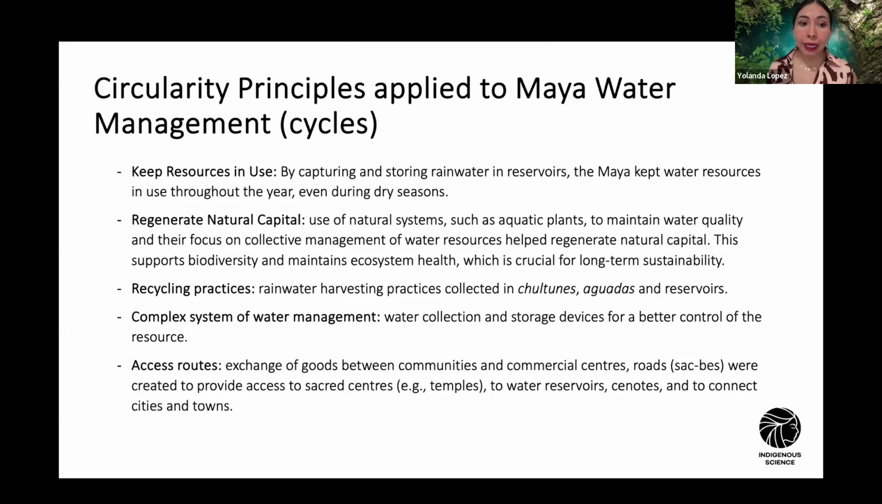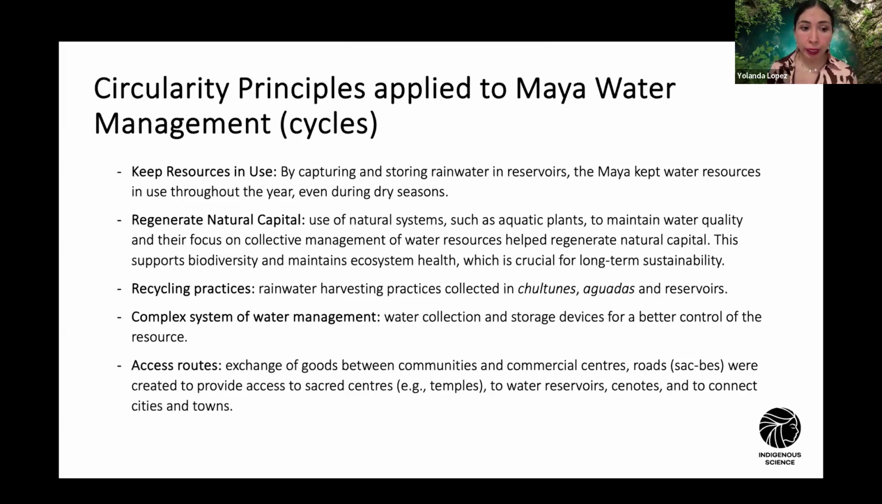They also practiced recycling practices like the chultunes I showed or the aguadas I showed you before, in which they collected rainwater specifically for those dry seasons in Yucatan. Also, those devices were very important, not only for drinking water, but also they were using this water for agriculture, for the construction of temples or of cities, etc.